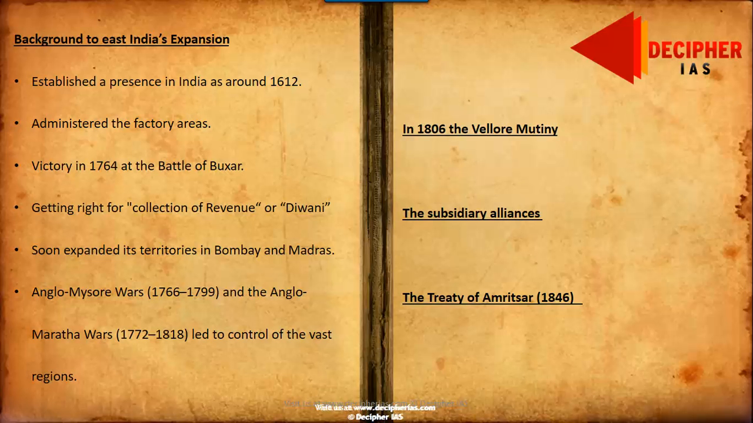Okay, moving on. As far as the background to the East India Company's expansion in India is concerned, although the British East India Company had established a presence in India as far back as 1612, it earlier administered the factory areas which were established for trading purposes. What were these factory areas? Well, these factory areas were establishments made for merchants to carry on business in foreign lands. The first such factory was established by the Britishers in Surat.